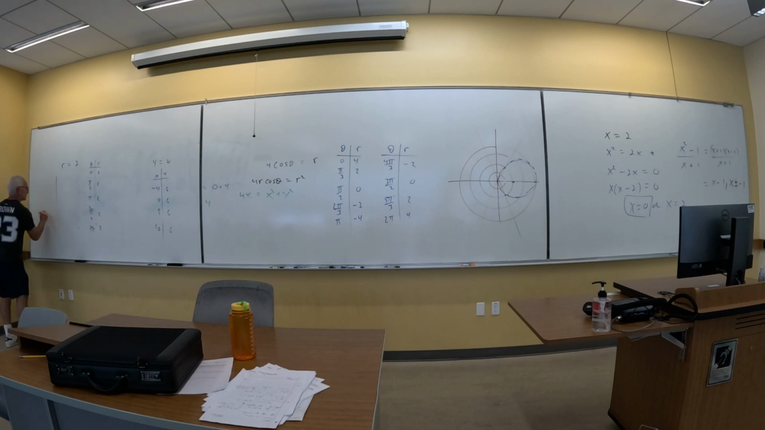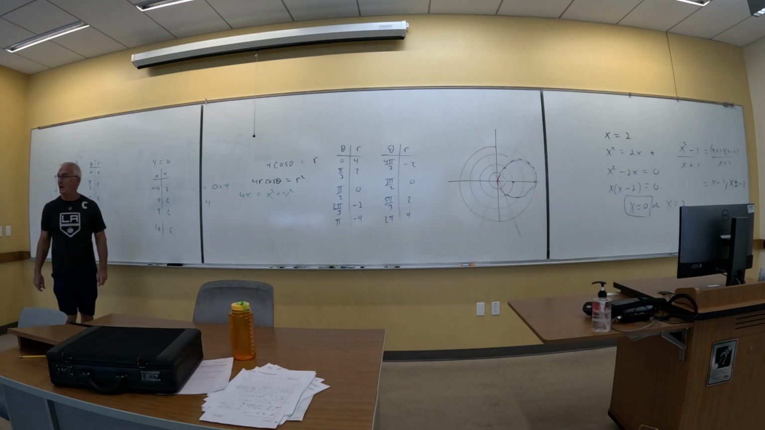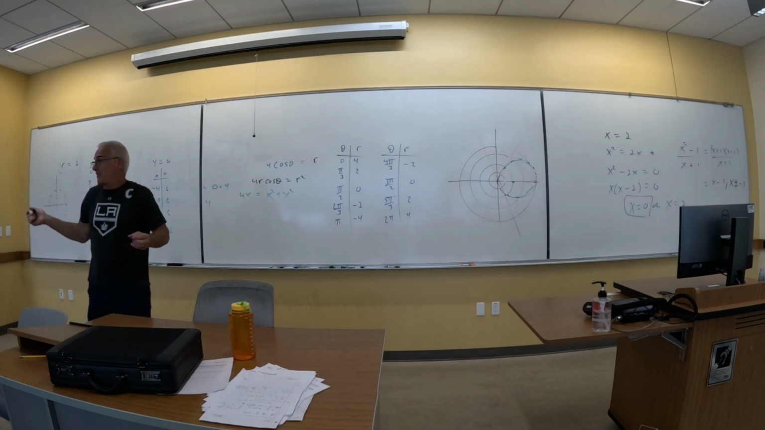Because in this direction, I'm going to go 2 units. In this direction, I'm going to go 2 units. In this direction, in other words, in every direction, I'm going 2 units, right? I'm going to have a circle of radius 2 centered at the origin. So one of the most important results and one of the most useful is r equal a constant is a circle. That makes it really convenient.